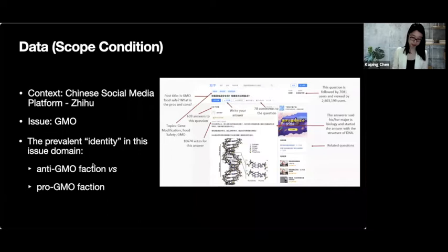So for the GMO discussion, one prevalent identity language the users use is to call themselves, I'm the pro-GMO group, you are the anti-GMO group. So this type of factional language is what people often refer to in their public discourse.